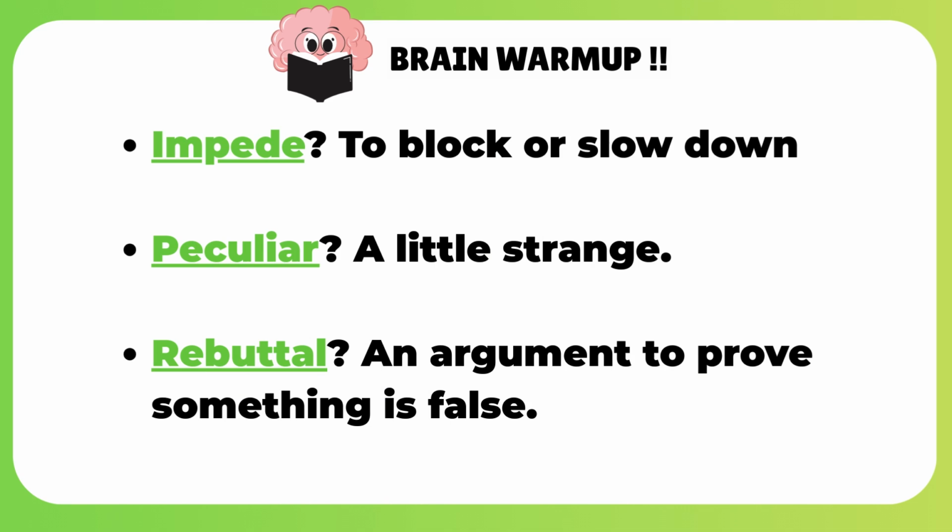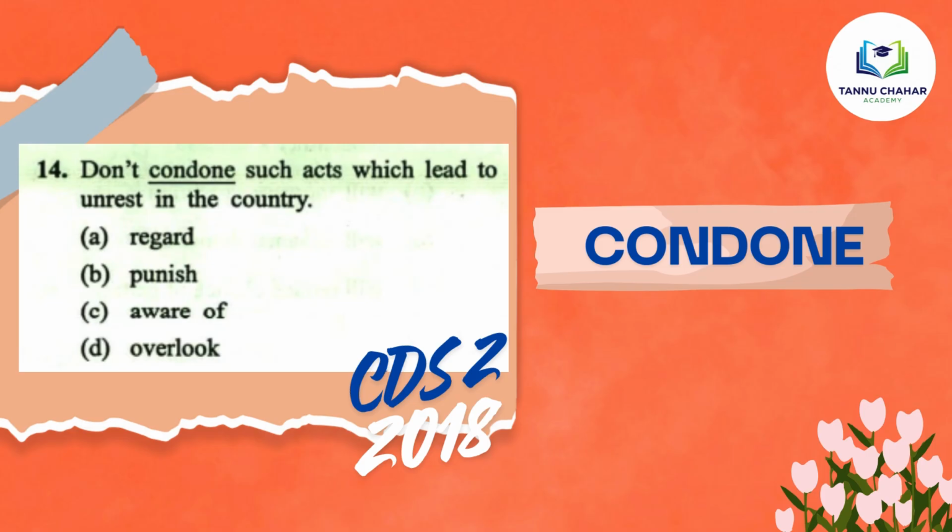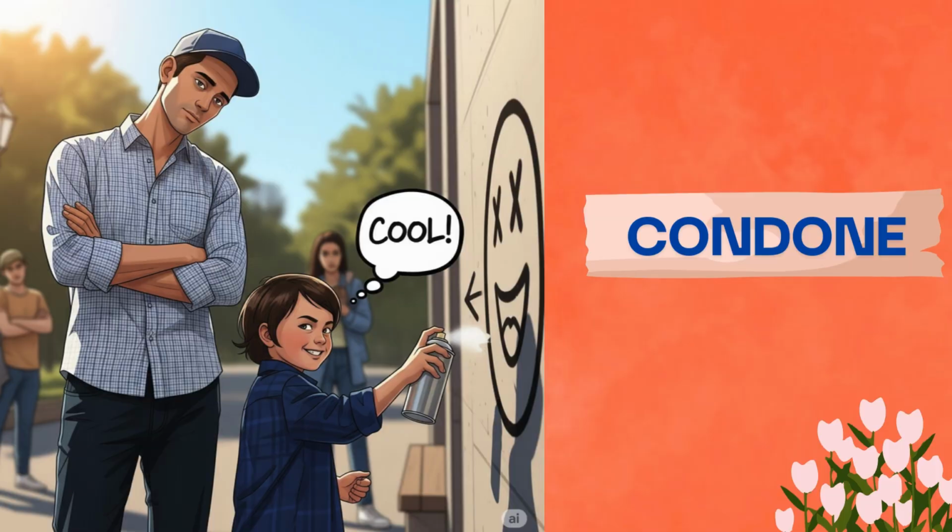Before moving forward, let's revise words from our previous video. First one is impede, which means to block or slow down. Second is peculiar, which means a little strange. And third is rebuttal, which means an argument to prove something is false. Today's last word is condone, and to truly understand this word, let's visualize it. Think about a parent who sees their child misbehaving but does nothing. By staying silent and not taking action, they are in a way giving their approval. That act of approving something that is wrong is to condone it.